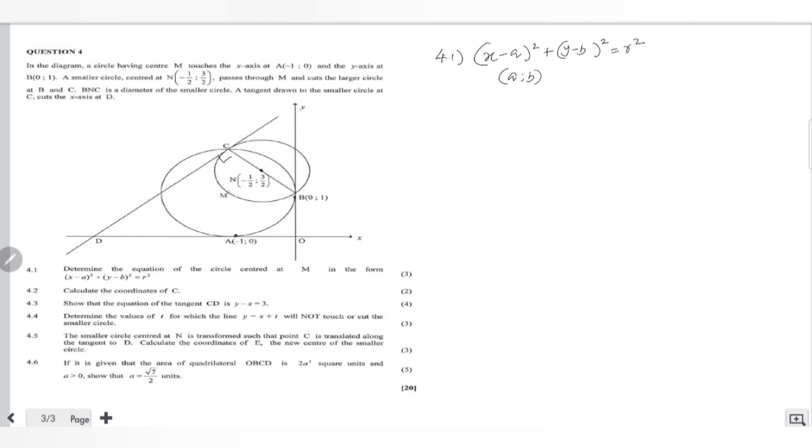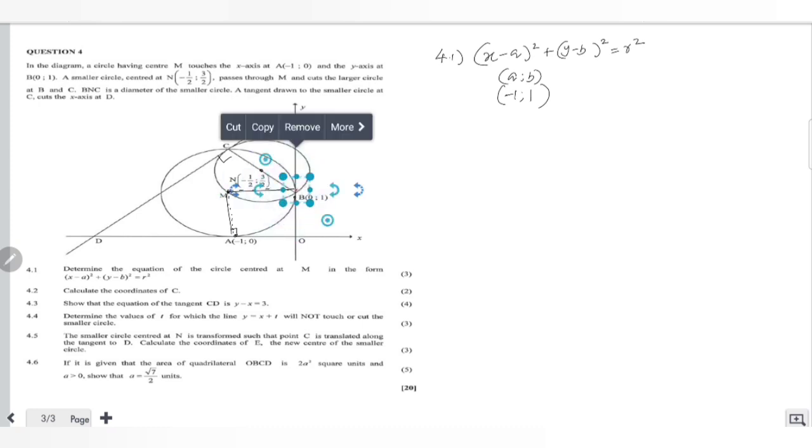So what is the center? Look at that. M is the center and the x value is -1 and the y value is 1. The center is found because the circle touches the x-axis and y-axis at A and B. You know that the radius is always perpendicular to the tangent, right? So we can get the center by inspection: -1 and 1.